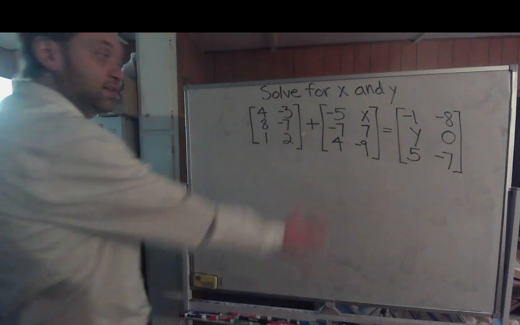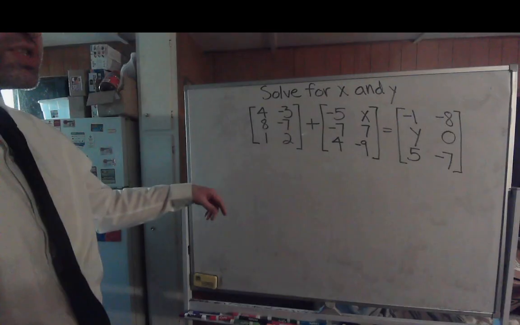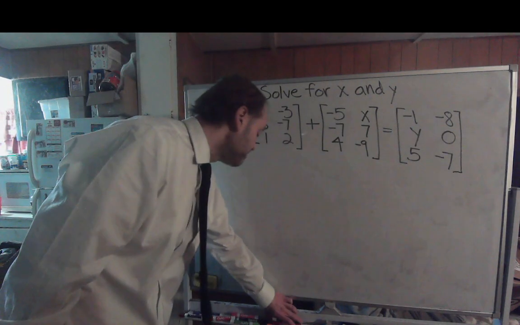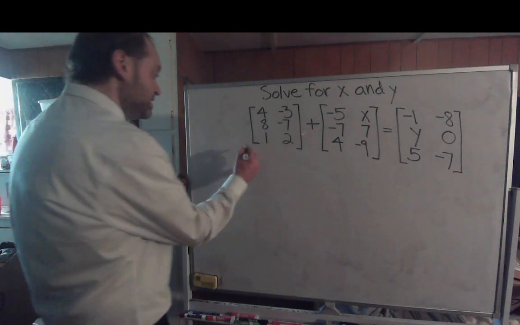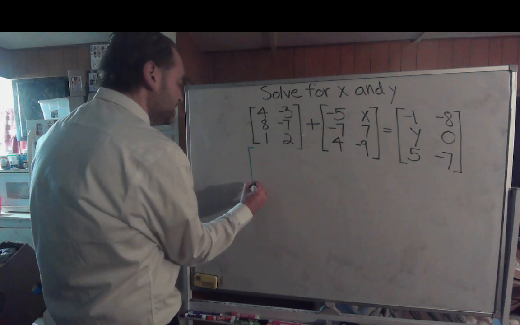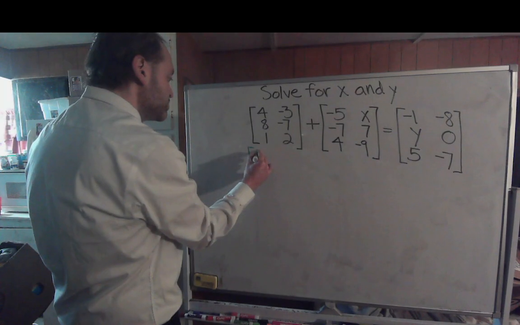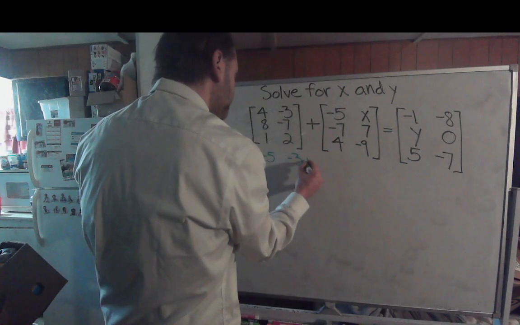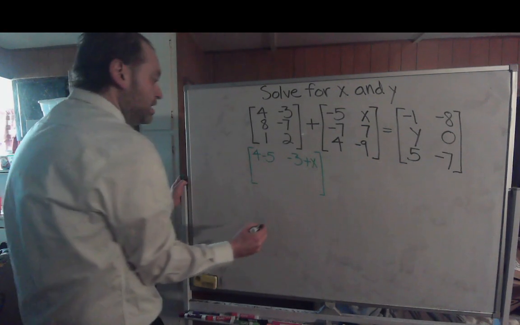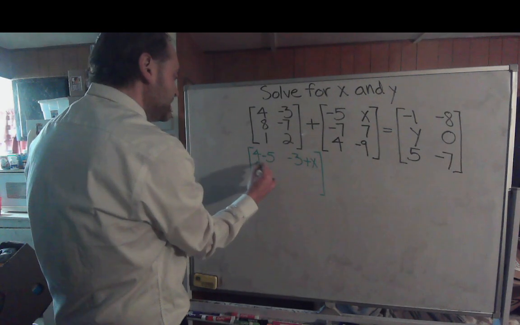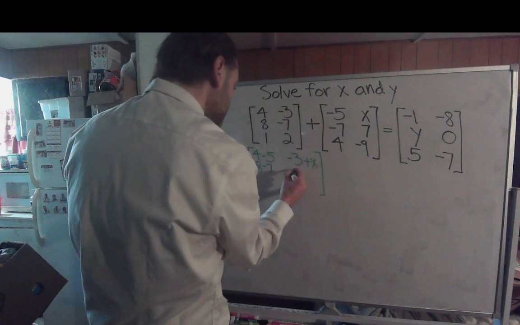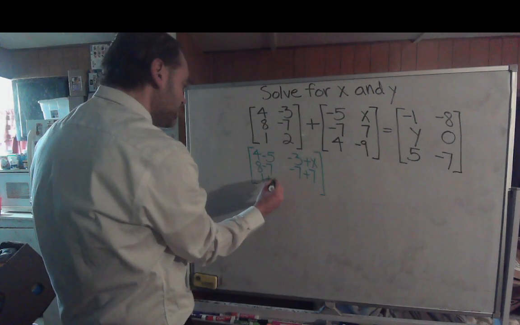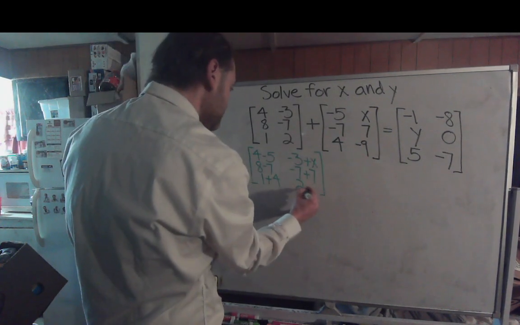So on the left side we have matrix addition, and all three matrices are 3 by 2 matrices, so we can definitely do the addition. That's not going to be an issue. So let's go ahead and do just that on the left hand side. Take your corresponding entries and add them. So you'd have 4 plus negative 5, which would turn into 4 minus 5. Then you would have negative 3 plus x. Then you would have 8 minus 7, negative 7 plus 7. Then you would have 1 plus 4. Then you would have 2 minus 9.